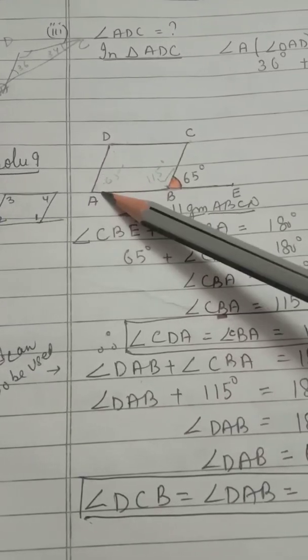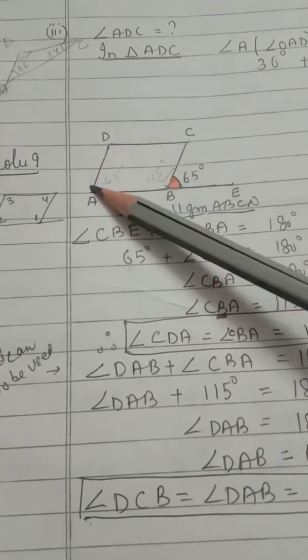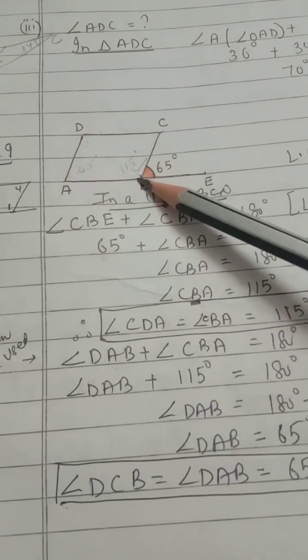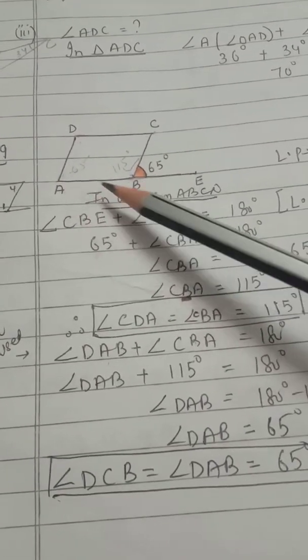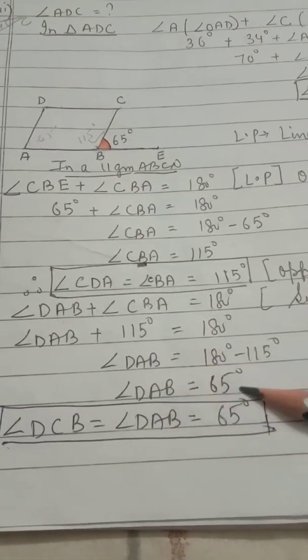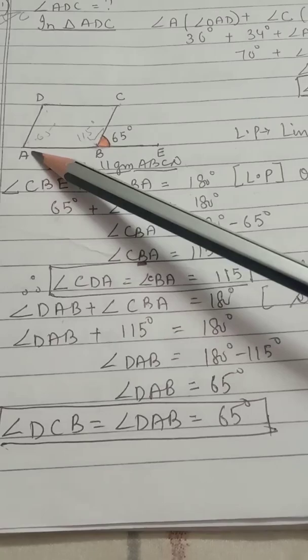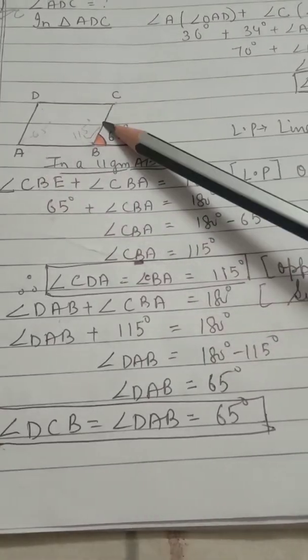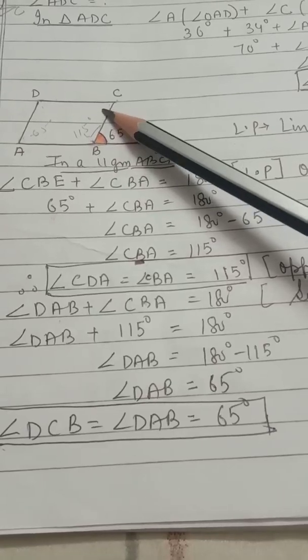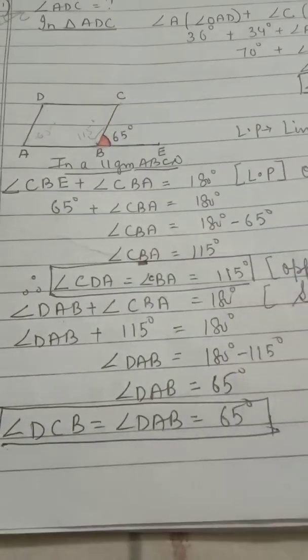Now to find A, you can add these two angles, DAB and CBA, you can take any two adjacent angles. They are co-interior, they are supplementary, so their sum is 180 degrees, and we get DAB as 65 degrees. Now if your DAB is equal to 65 degrees, this angle, which is angle DCB, this is also 65 because opposite angles of a parallelogram are equal.